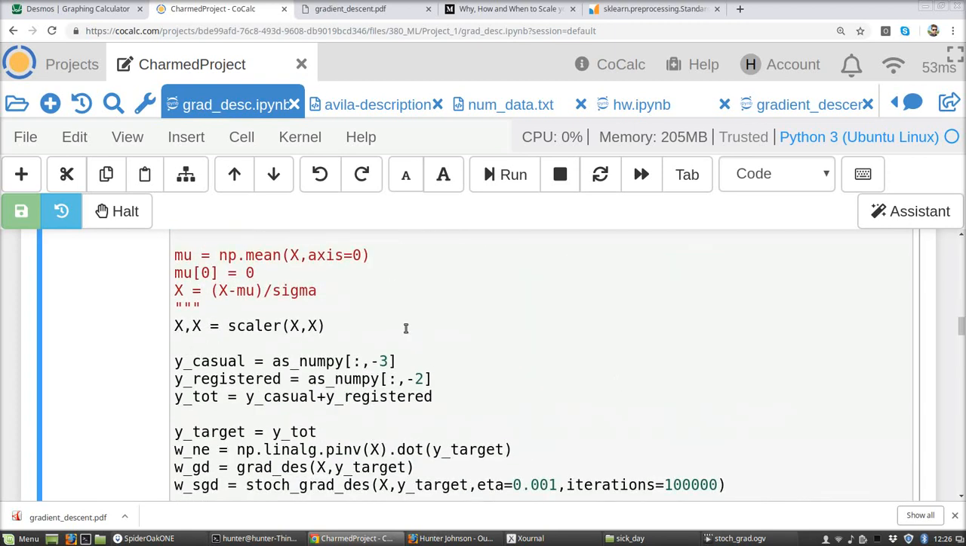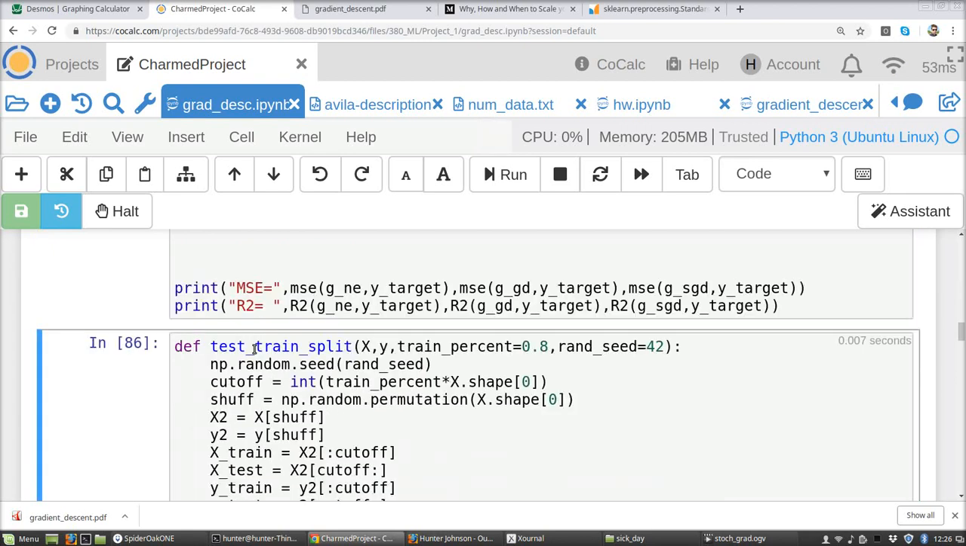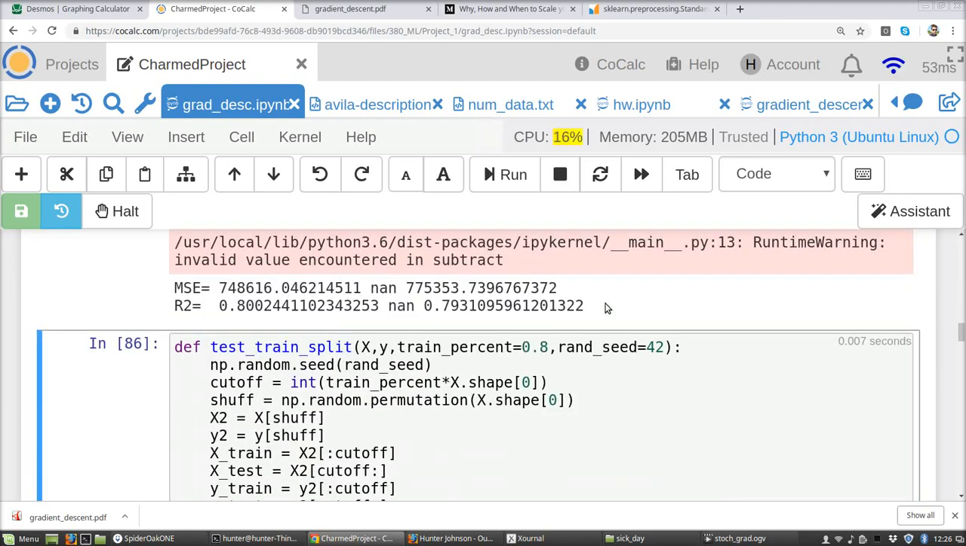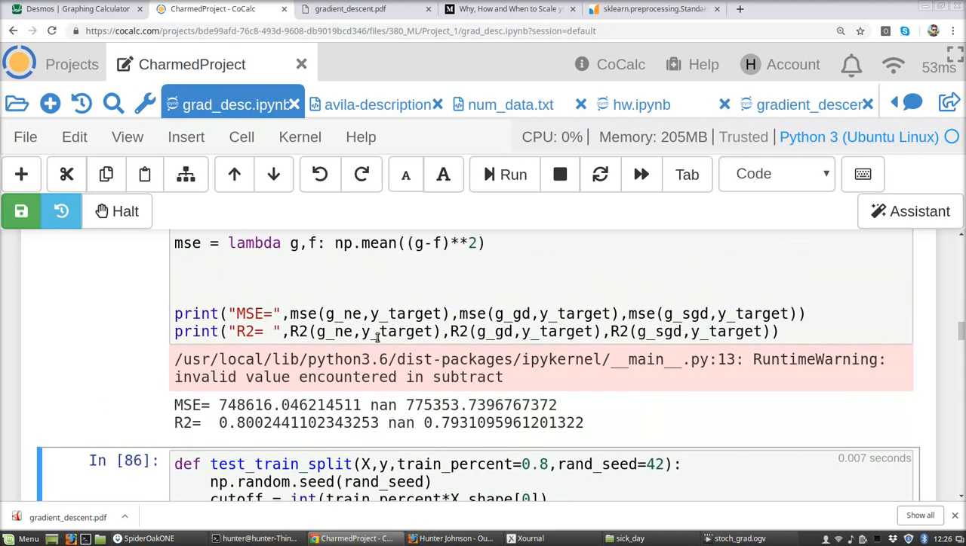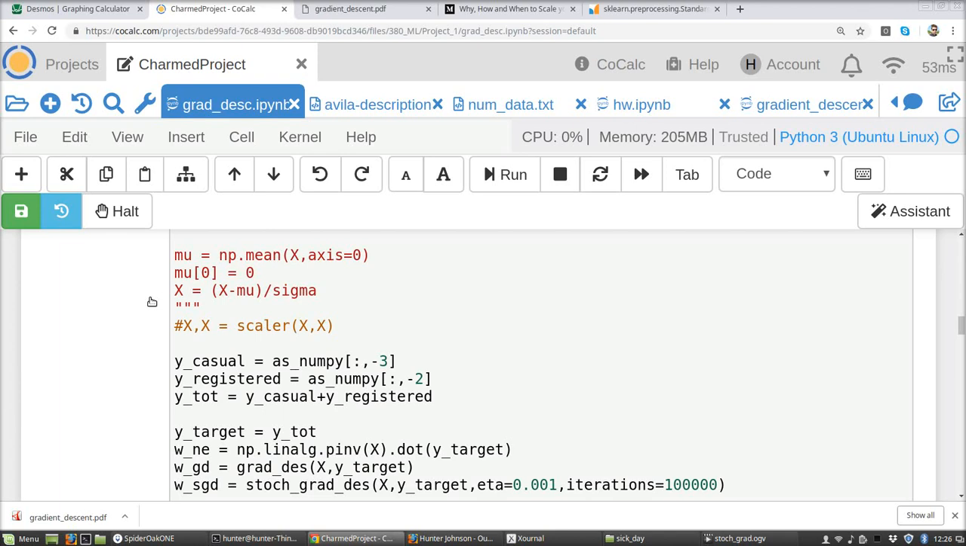So now let's see what happens if I don't scale the data. It starts telling me that crazy things happened. Oh, weird. Stochastic gradient descent actually still works pretty well. But you can see that gradient descent doesn't work at all. It returns not a number. And so it blew up because the data wasn't scaled, basically. So I'll put the scaling back in.